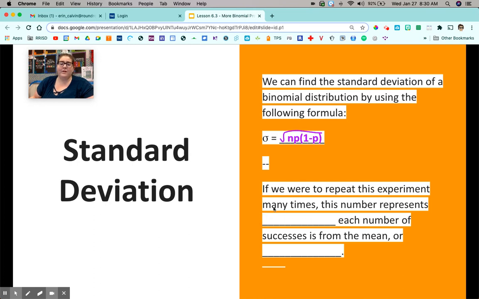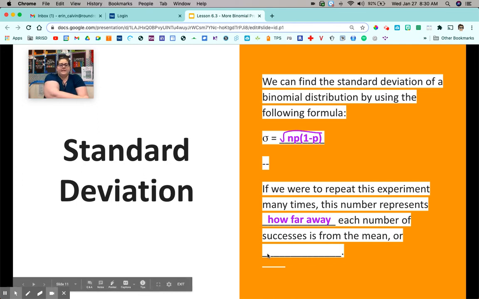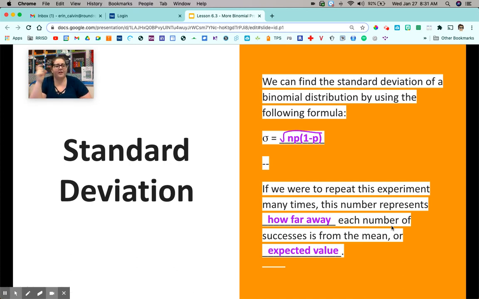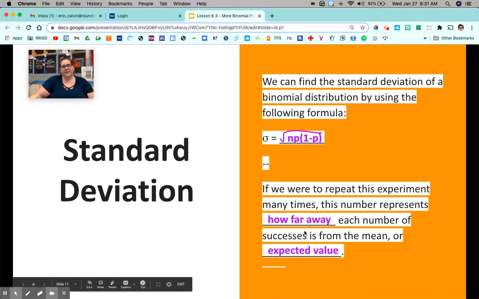And what this number represents, if we were to repeat this experiment many times, is how far away each possible number of successes is from the mean or the expected value. But I also like to think of this, and I put this in the notes if you're filling out the notes, as the give or take. It's the give or take for our expected value. So if our expected value is 10, the standard deviation represents, I expect to get 10, give or take a certain amount. So it's telling us how spread out these values are. It's not always going to be perfect.